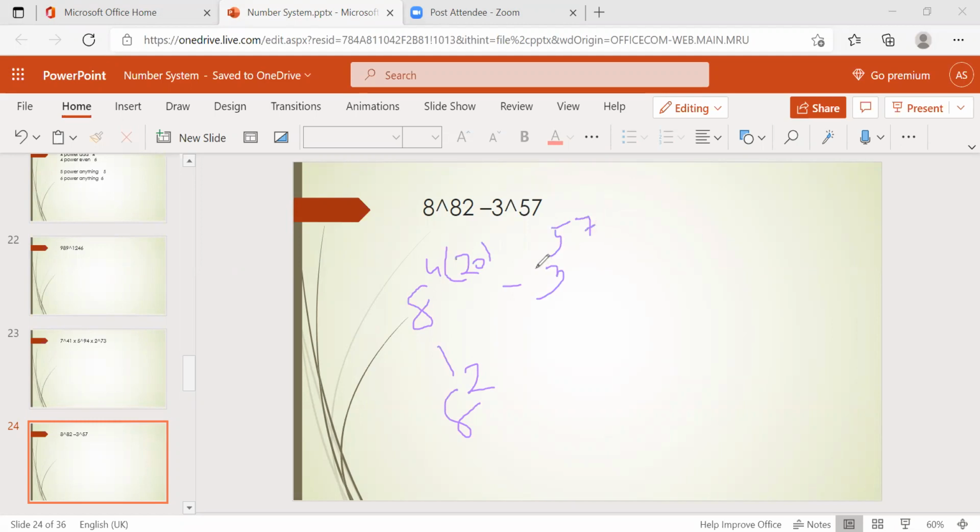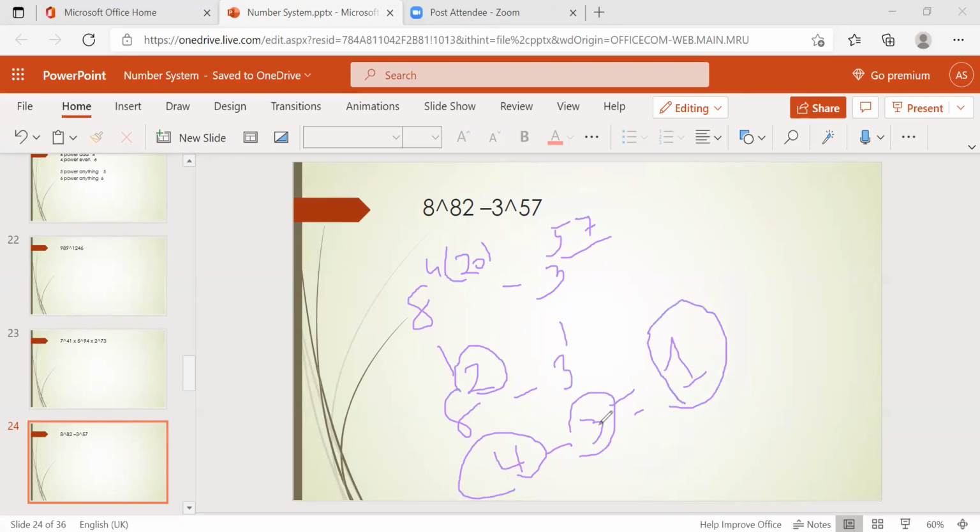3 power 57. What's the nearby value? It's 57, divided by 4, right? Here also divided by 4. So power cycle is 4 and the remainder is nothing but 1. So 3 power 1. So 8 power 2. What is the second number in that 8? It is nothing but 4. So unit digit 4 and 3 power 1 is nothing but 3. So 4 minus 3, unit digit. Only I am talking about the unit digits. So it is 4 and it is 3. It's 4 minus 3 is nothing but 1. So unit digit will be 1.